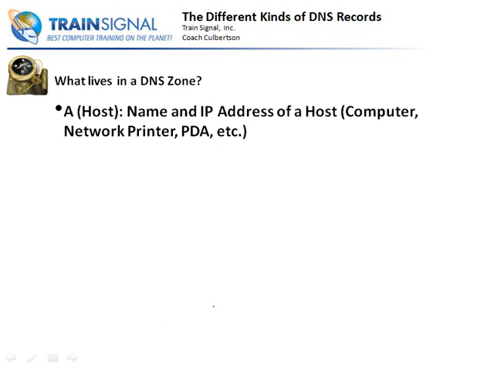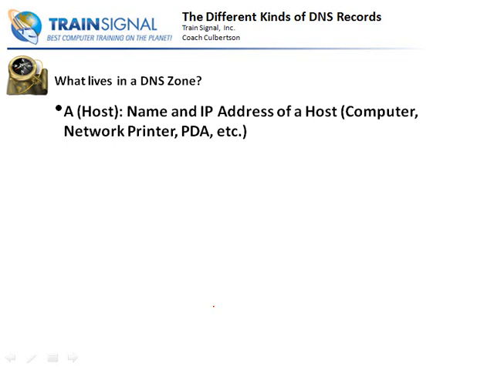Well, we start off with A records. Now, an A record, also known as a host record, basically provides us with the name and IP address of a host. And that host might be a computer, might be a server, might be a network printer, a PDA, whatever. Anything that is on your network.